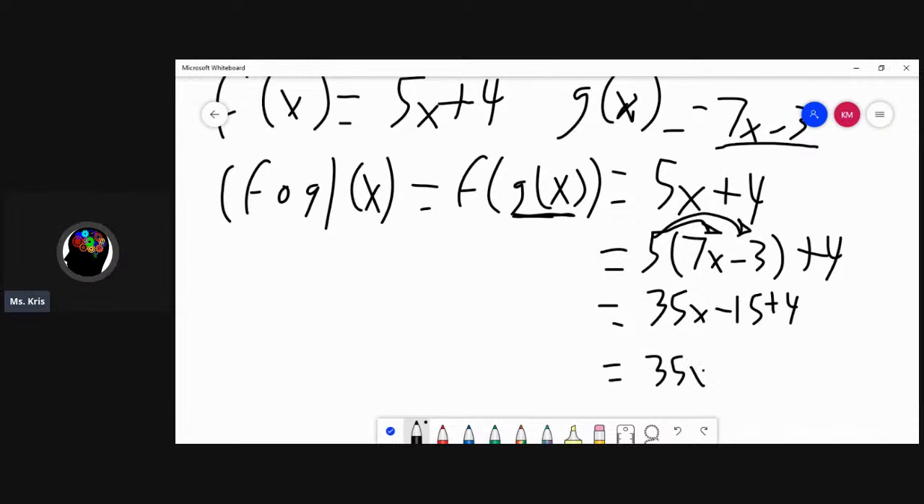And 35x, negative 15 plus 4, or 15 minus 4, is a negative 11. Therefore, f of g of x, or g as a function of f of x, is 35x minus 11.